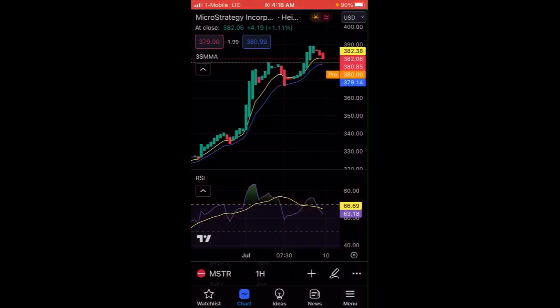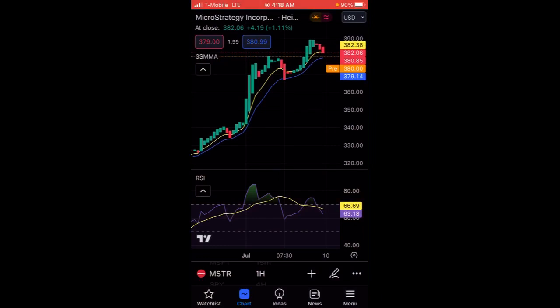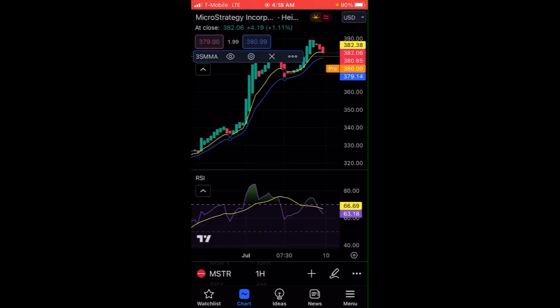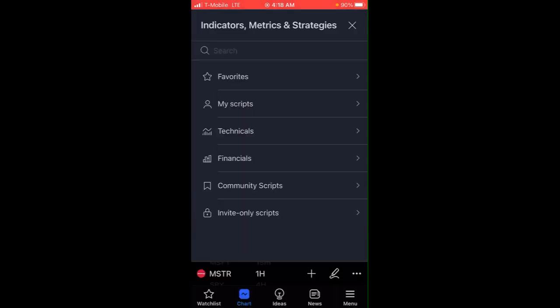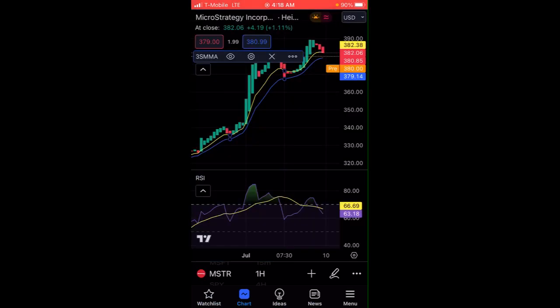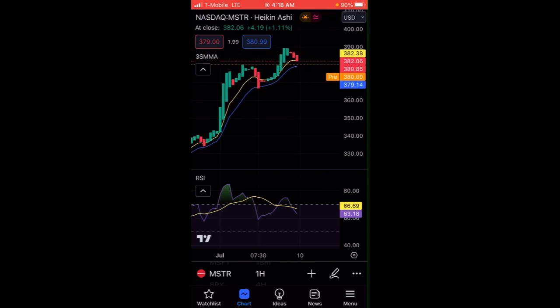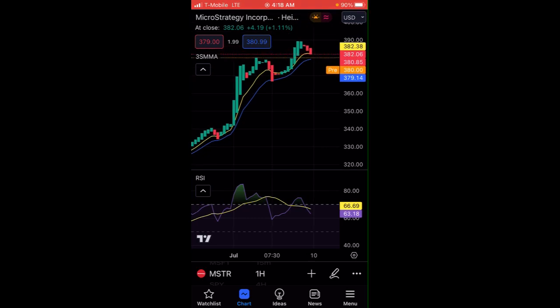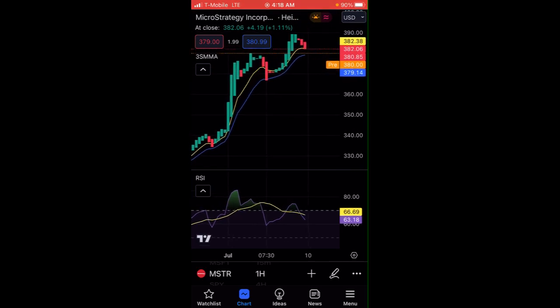Okay, so I use a couple examples here. Now, the overall setup that I do is I have my 5 and my 8 as my EMA. So what I do, I look for indicators. I look for 3 smooth moving averages, and those are the ones. You can put up to 3 moving averages in one indicator. It's less cluttery when you're doing it on your phone.